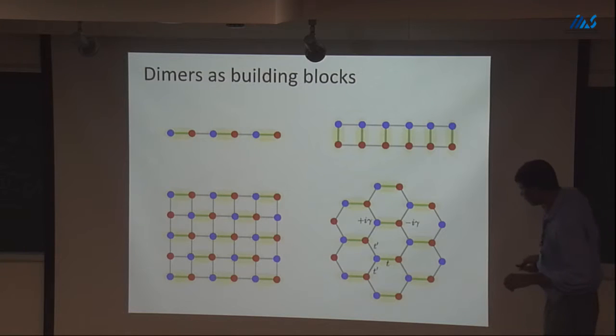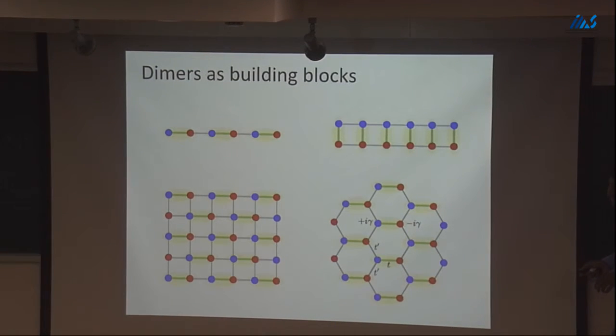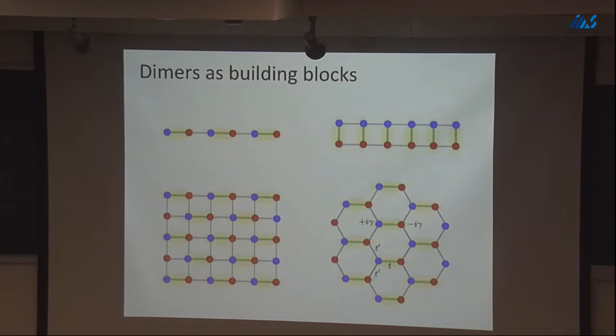That's not unbroken PT symmetry. The one in the lower right hand corner. This one? That's broken. Oh, yeah. But it's a T prime. Yeah. I see. T prime. Right, T prime. Yes.